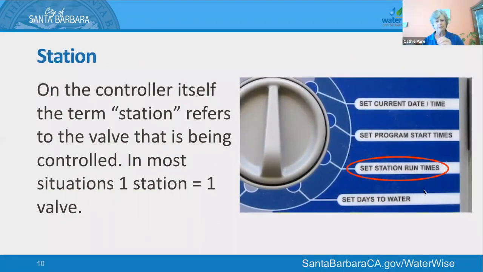So station itself, and I mentioned this already, you'll see it. It'll say station runtime. And that refers to the specific valve that's going to turn that on. In your controller, there are those little wires on the inside and they connect to a specific valve. That's how the controller sends the electrical impulse to the solenoid on your valve to say open or close. Next slide.